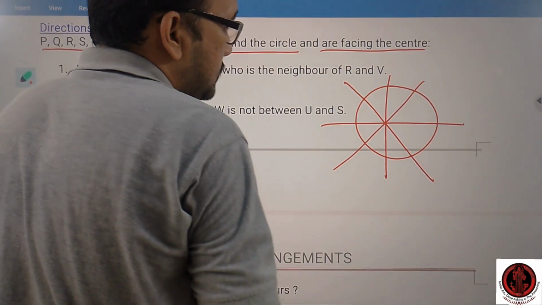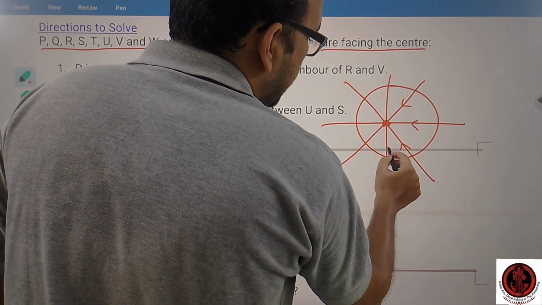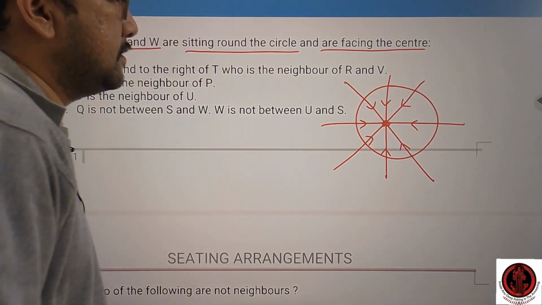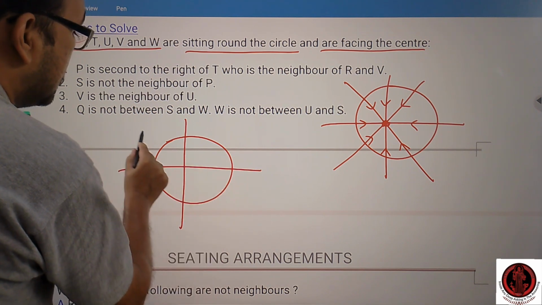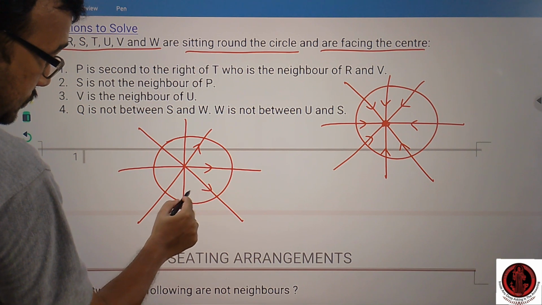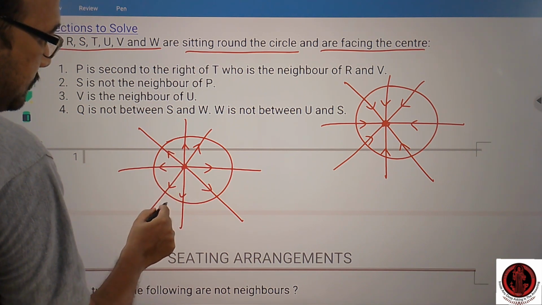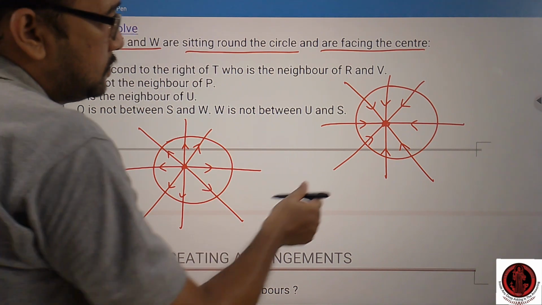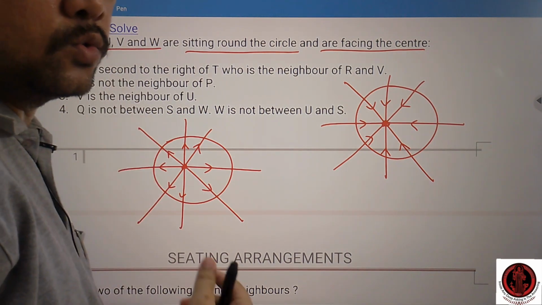Two types of sitting arrangements are there. This is the center. So facing the center, that will be mentioned in the problem. That can be either facing the center or facing outside the center. So this is the center. So this is facing outside the center, and this is facing inside the center, facing towards the center.